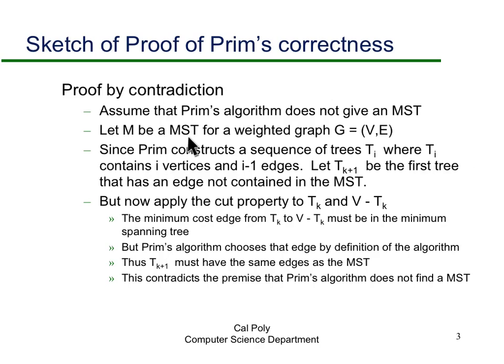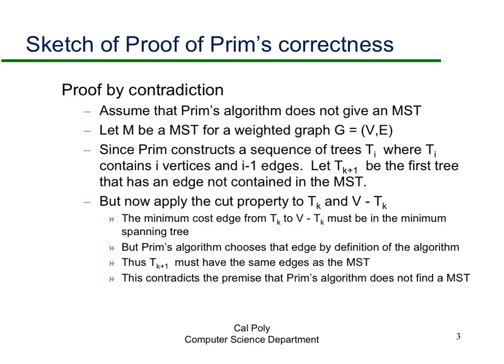Well, then take a minimum spanning tree M for the weighted graph, and since Prim doesn't give a minimum spanning tree, at some point, as Prim is constructing its sequence of trees Ti, it must disagree with the minimum spanning tree M. So at some point, there must be a tree that has an edge that's not contained in the minimum spanning tree. This would be the first one of those as it's growing to contain an edge that's not in the minimum spanning tree.